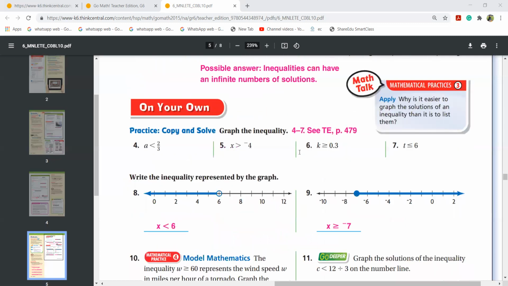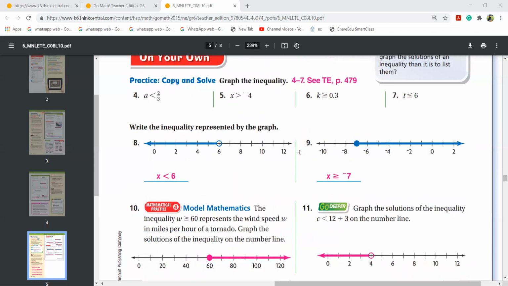Now here, this is on your own, please. Number 4, you are doing it on your own. One by one I'm going to call you, and then you will do it with me. Come on.